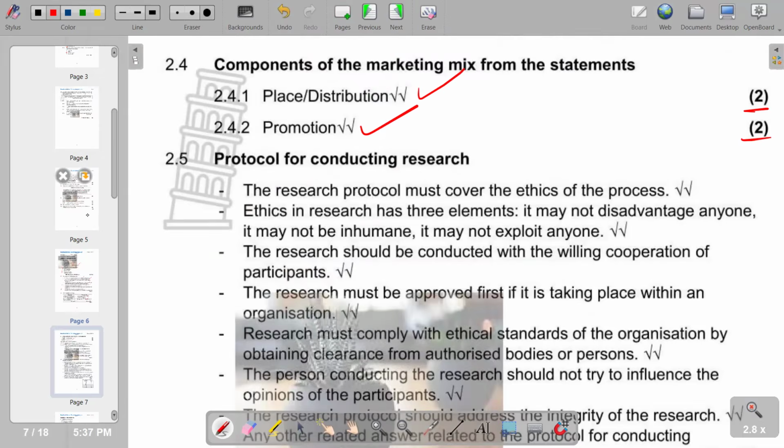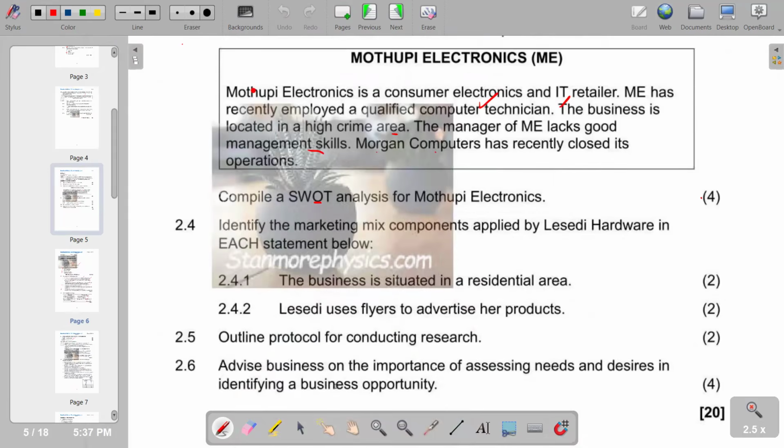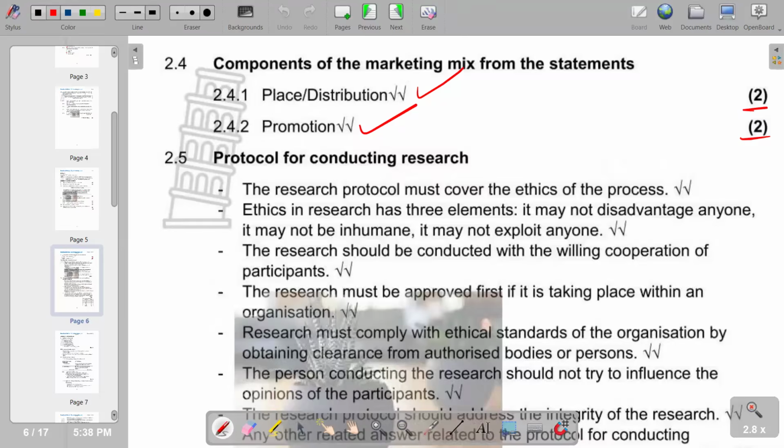Then we go on to the next question, which is 2.5. It reads outline the protocol for conducting research. What is the protocol for conducting research? The first point is that the research protocol must cover the ethics of the process. The ethics in research has 3 elements.